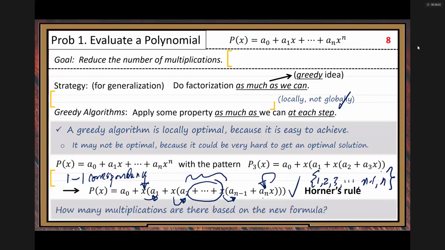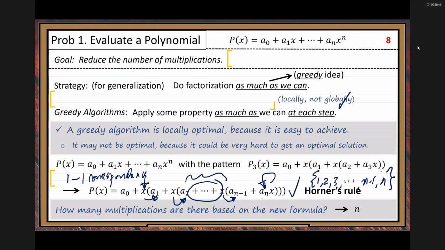Why is this method so good? The improvement is huge. How many multiplications are there based on the new method? We have that answer, n. Next, we want to do the comparison. The old method and this new Horner's rule method, we know the second one is much better, but can we get a clear visual way to see how much difference? We want to see better. How much is the difference?